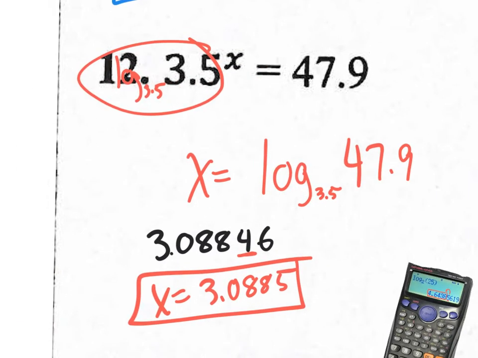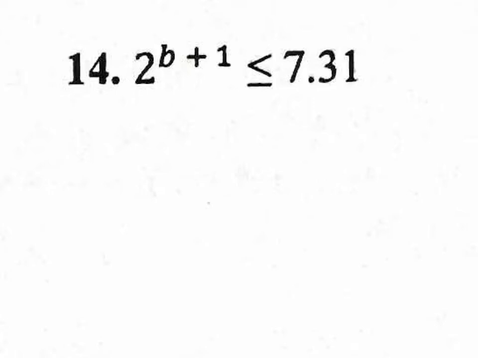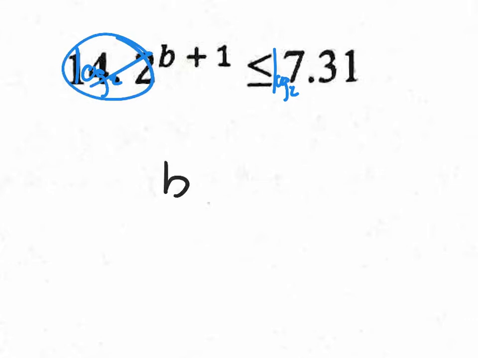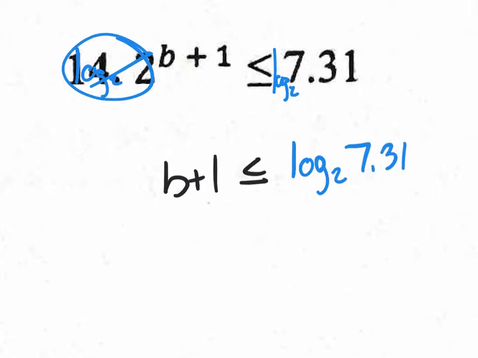Whoa, what happened? Jumping to number 14, they're obviously not all as boring as that one. Right here, we're going to apply a log base 2 on both sides. Log base 2, log base 2. So yeah, log base 2 eliminates the b plus 1, that's an exponent, now comes down as a regular b plus 1. It's less than or equal to, and we need to actually calculate log base 2 of 7.31.